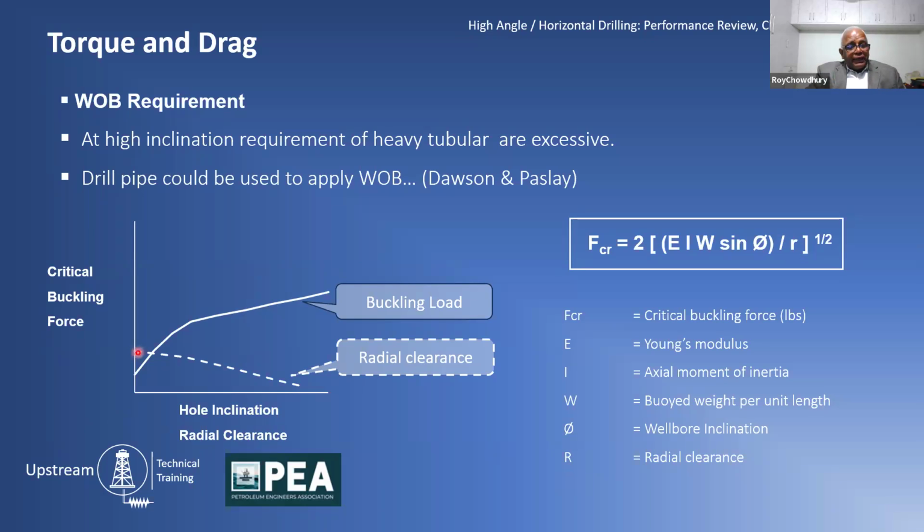Notice as the radial clearance decreases, buckling load increases. So you are able to apply more weight on bit without being buckled than if you had a larger radial clearance. Very important formula, but mind you, this is not the sole formula used in the industry. This is Dawson-Paslay. There are others, Chen and Cheatham. There are about 15 of those that are commonly used.